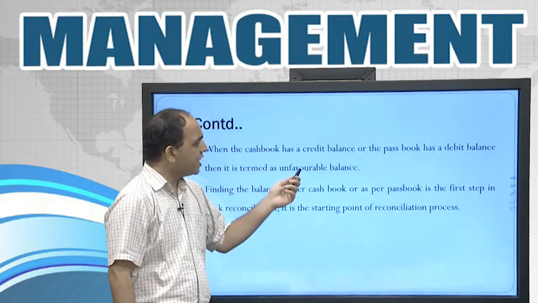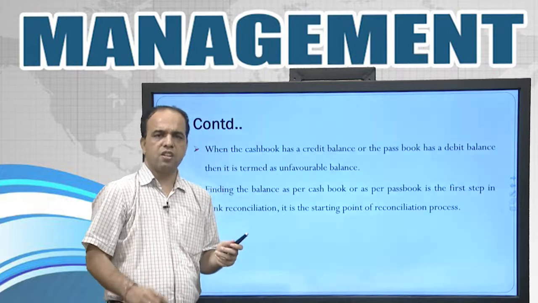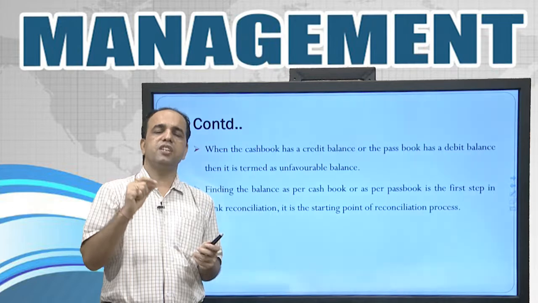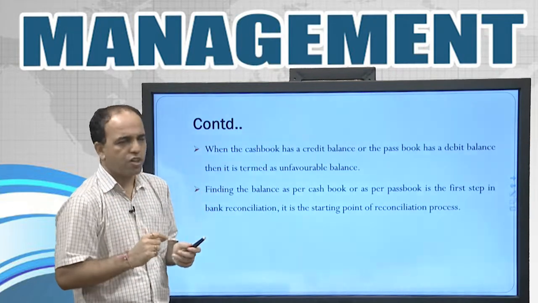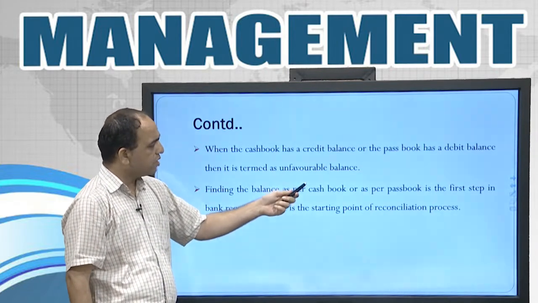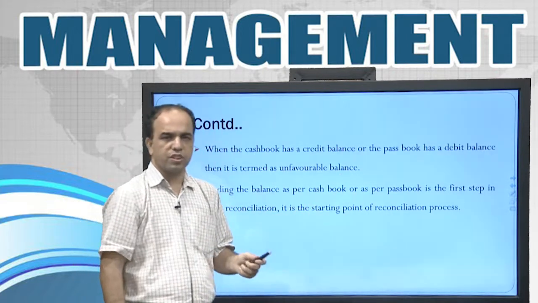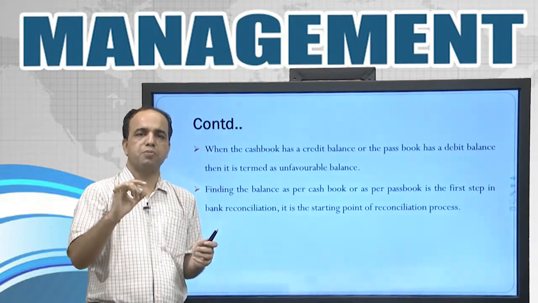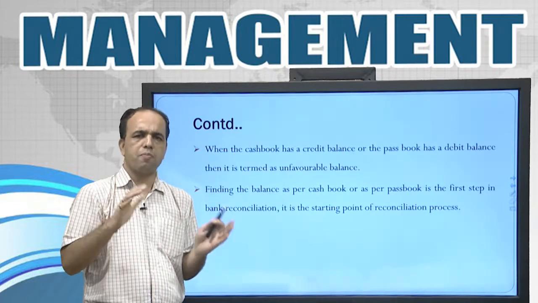When the cash book has a credit balance or the passbook has a debit balance, it is termed an unfavorable balance. Any ledger account that has a credit balance is written under liability, treated as a bank overdraft, which is unfavorable for business. Finding the balance as per cash book or as per passbook is the first step in bank reconciliation. It is the starting point of the reconciliation process. Either it is favorable or unfavorable, but the bank reconciliation statement must be started with the first line: balance as per cash book or balance as per passbook.